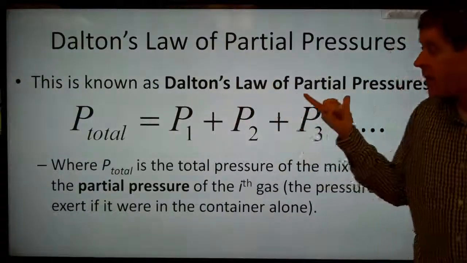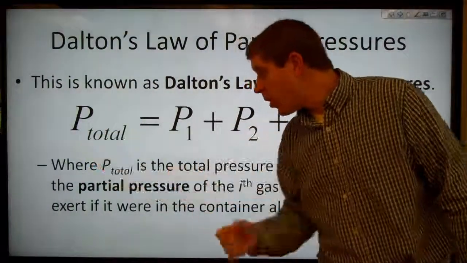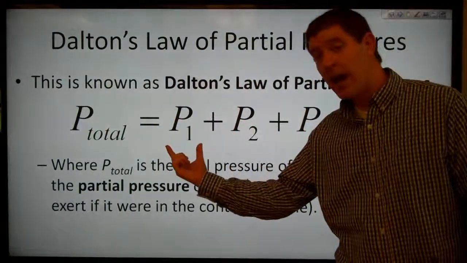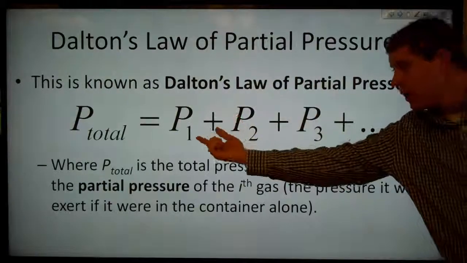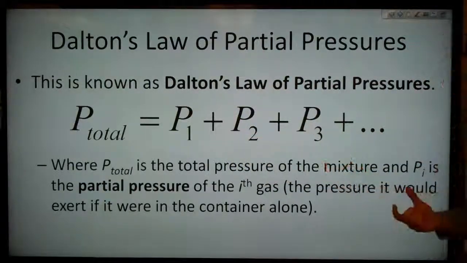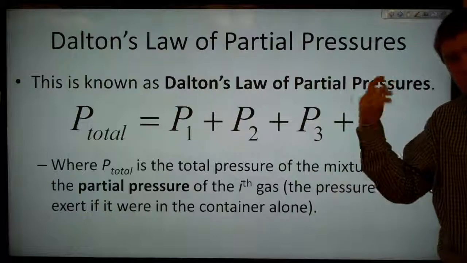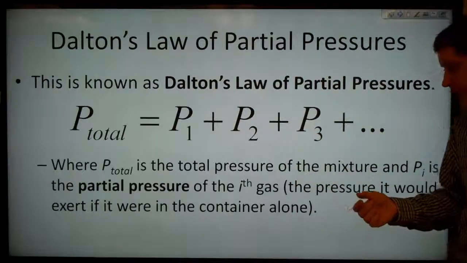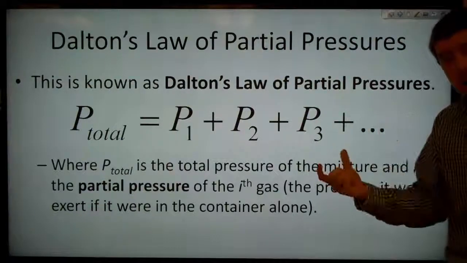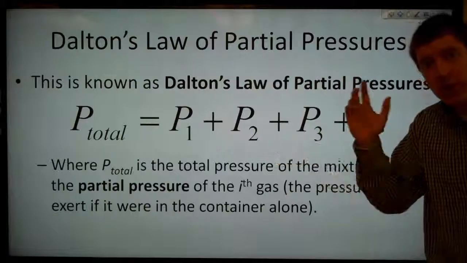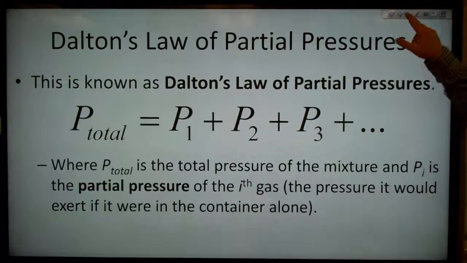So this is known as Dalton's law of partial pressures, which says that the total pressure, P total, is equal to the pressure from gas 1 plus the pressure from gas 2 plus the pressure from gas 3 and so on. So each of these P sub i values is the partial pressure of the ith gas, so the first gas, the second gas, third gas, and so on, all the way up to however many gases we have. The partial pressure is the pressure that gas would exert if it were in the container alone. So basically you take all the other gas molecules out and just leave the molecules of that gas that you're interested in. What pressure would be left? That's the partial pressure of that gas.